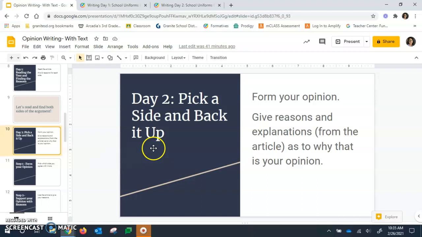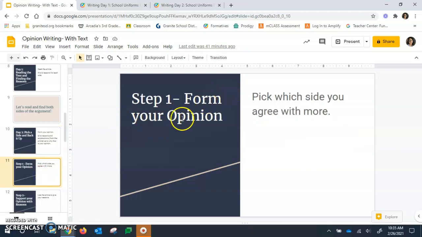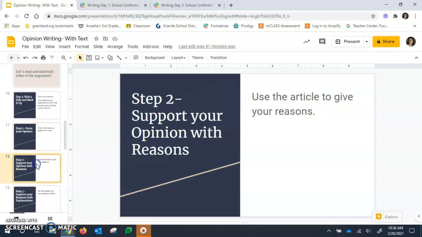Today you are going to pick a side and back it up. So that means you're going to form your opinion and then give reasons and explanations from the article as to why that is your opinion. So the first step, like I mentioned, is that you need to form your opinion. Pick which side you agree with more. And then step 2 is that you're going to support your opinion with reasons. So use the article to give your reasons.